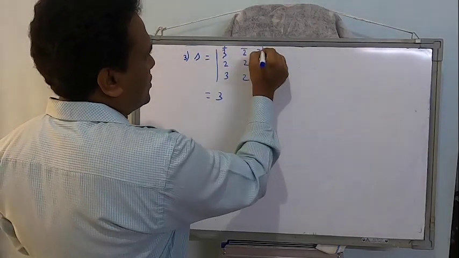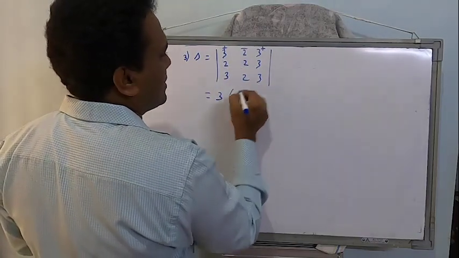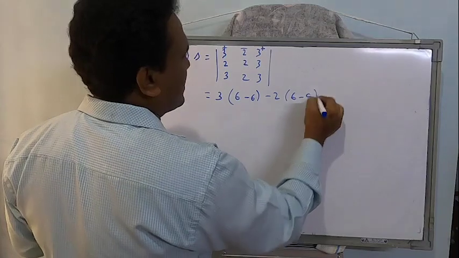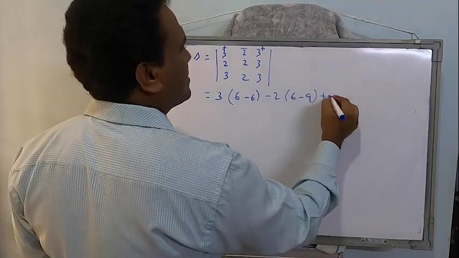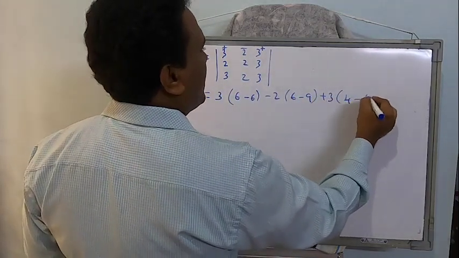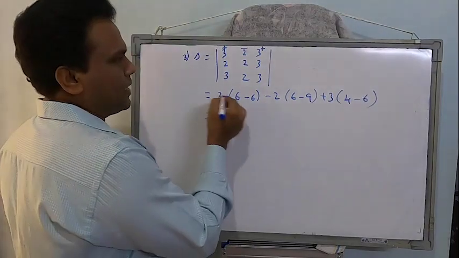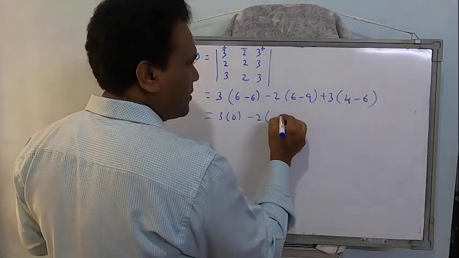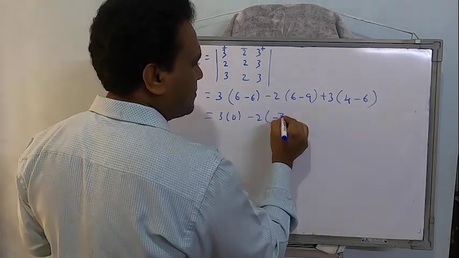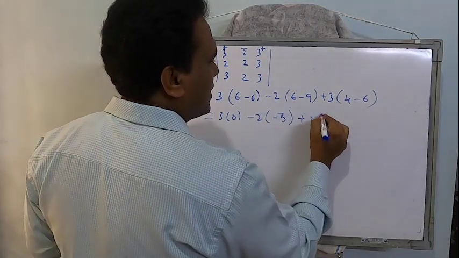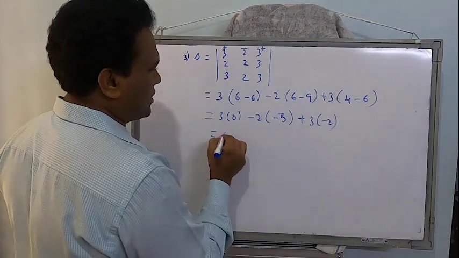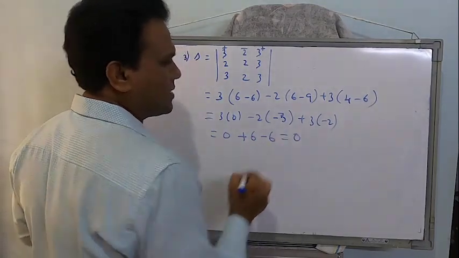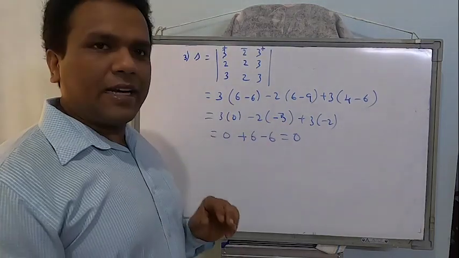So I am going to go with the first row. So 3 multiplied by 6 minus 6, minus 2 multiplied by 6 minus 9, plus 3 multiplied by 4 minus 6. So anyway, the first element is 3 multiplied by 0, minus 2 multiplied by minus 3, right, plus 3 multiplied by minus 2. So this will be 0 anyway, and this is going to be plus 6. The last element will be minus 6, hence the value will be 0. This is the direct expansion.